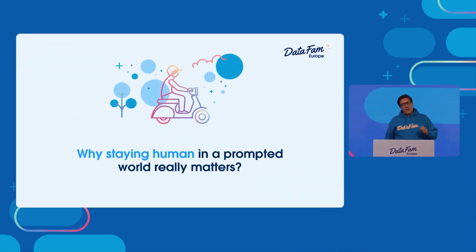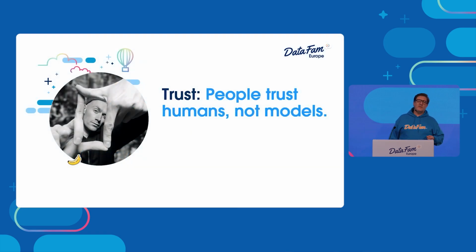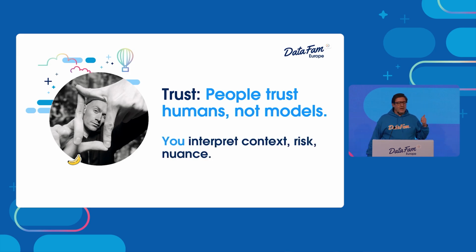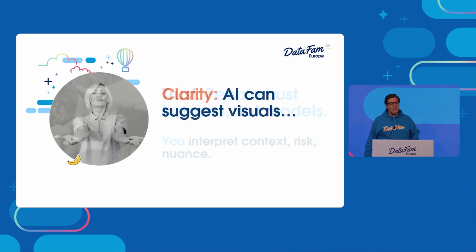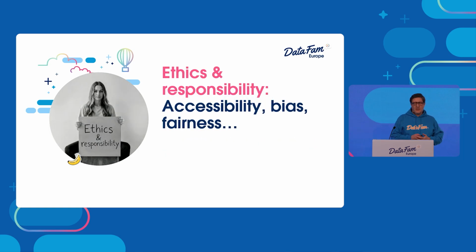So staying human in a prompt world really matters. And why does it really matter, basically? Because it's us who provide trust. People provide the trust, not the models. With all that, we can understand the context, we can make decisions, and we can take the risk on what we are showing. Clarity, right? AI suggests the different visuals that we can use, but it's us, at the end of the day, who decide what we're going to show and how we're going to show it.